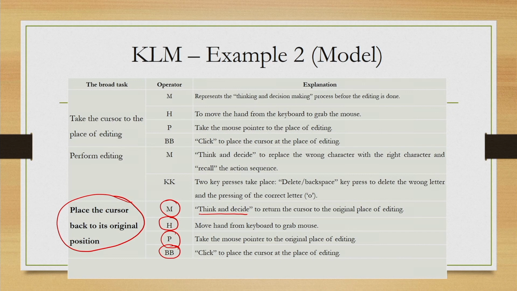Now, in this sequence, do you think we missed something? So, here as you can see, we used one H to move hand from the keyboard to grab mouse. That means somewhere we grabbed the keyboard, that was here when we pressed the delete or backspace key and the correct letter. But then before that our hand was on the mouse when we clicked to place the cursor at the editing. So, there has to be another H somewhere which should have been at this stage, perform editing, which we did not use. So, here along with M there should be one H followed by KK.